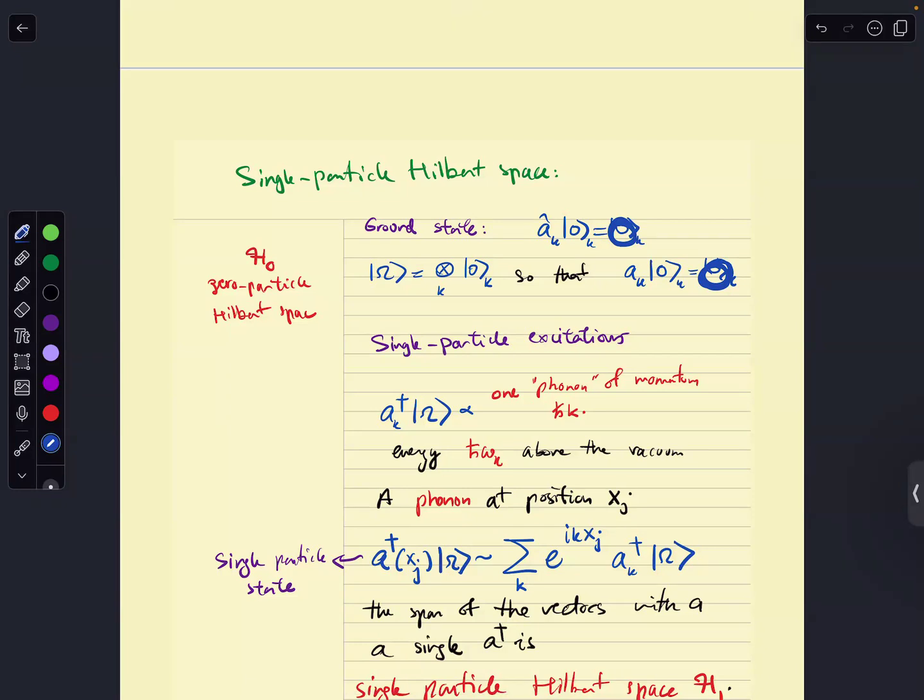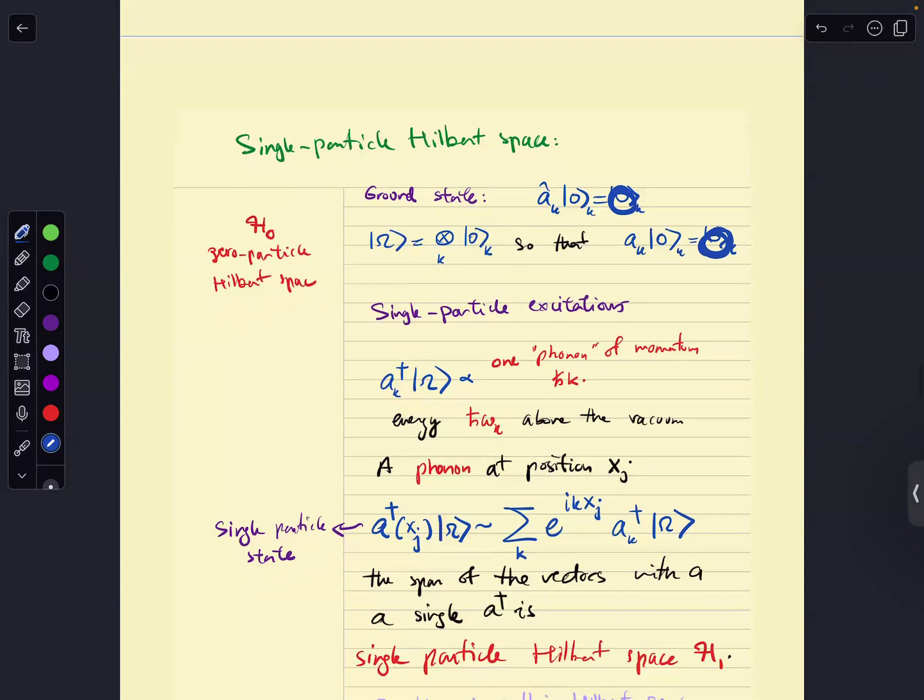Yeah, so the vacuum energy is half h bar omega k. Now you have a collection of these, so the vacuum energy is the sum over k of half h bar omega k, right? Good.